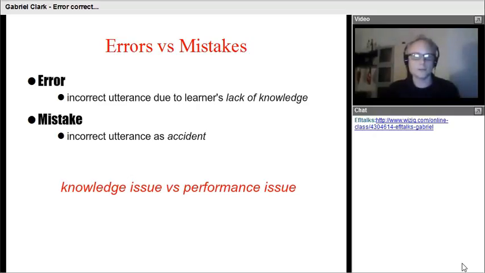Although the learner knows the rule, there's still a problem with the language output. This is very familiar to language learners. I like to look at the differences between errors and mistakes as knowledge issues and performance issues, because essentially that's what they are. Okay, so actually when we talk about error correction, we do mean error and mistake correction. And today that's what I'm going to be looking at, these two types of issues.